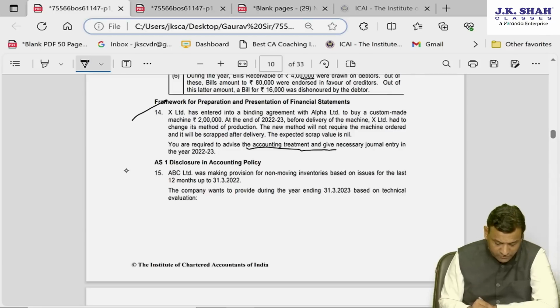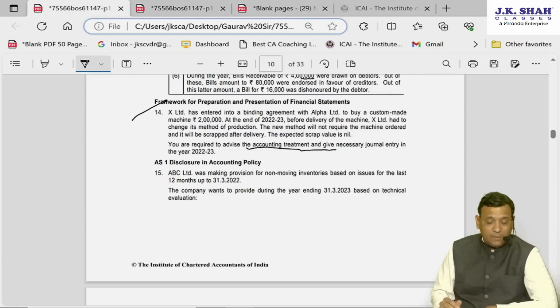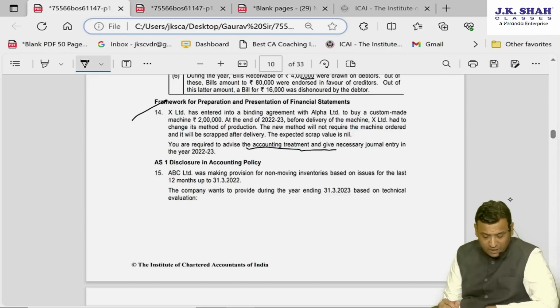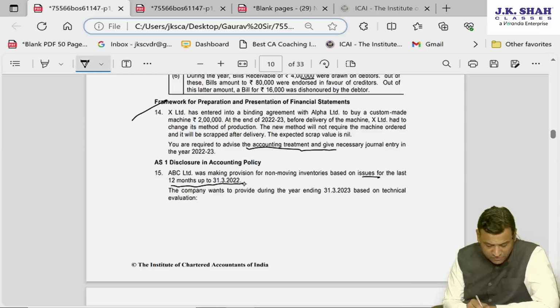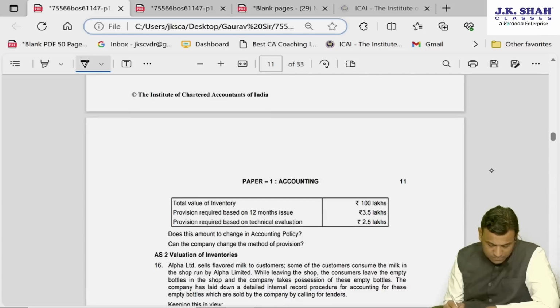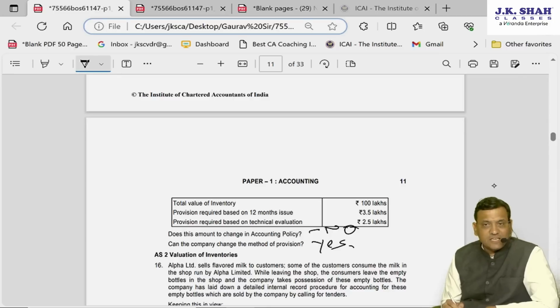So 14th, then 15th. ABC was making provision for non-moving inventories based on issues of last 12 months up to 31st March. The company wants to provide based on technical evaluation. Does this amount to change in accounting policy? No. Can the company change the method of provision? Yes. This is not a change in accounting policy.